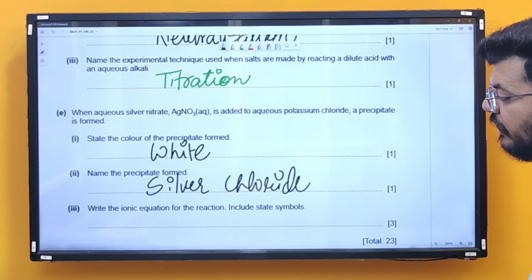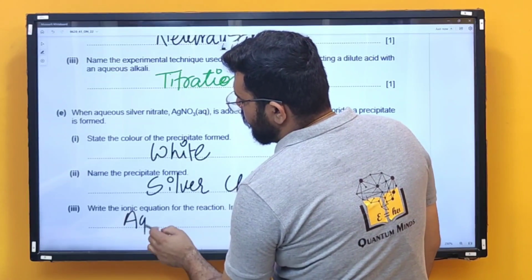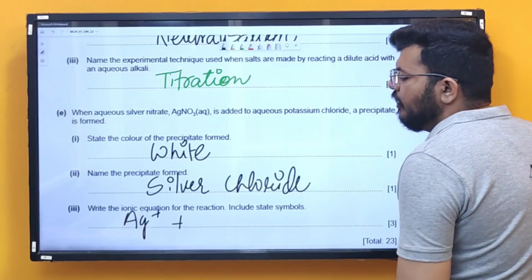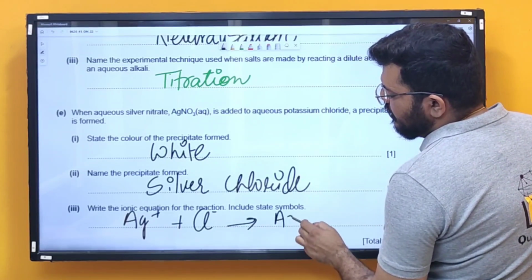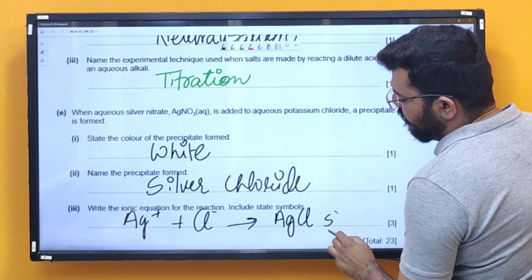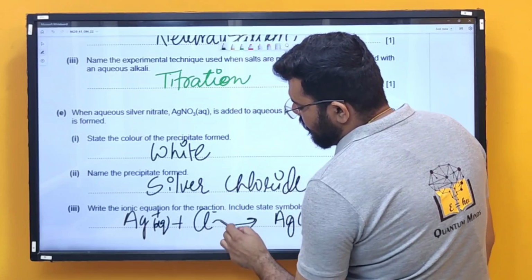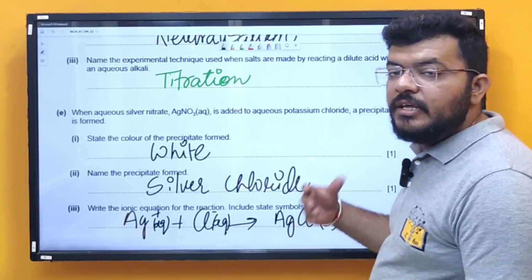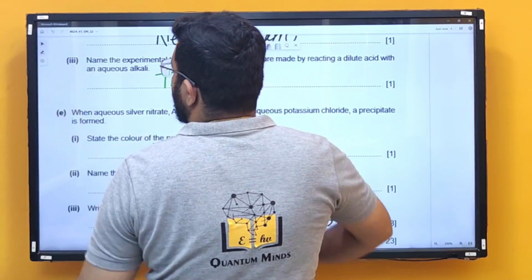Then write the ionic equation for the reaction. Include the state symbols. Because NO3 has a -1 charge, I will assume Ag has a plus charge and Cl has a minus charge, and therefore AgCl. AgCl itself is solid, but the ions are aqueous, and this is your equation and the answer.